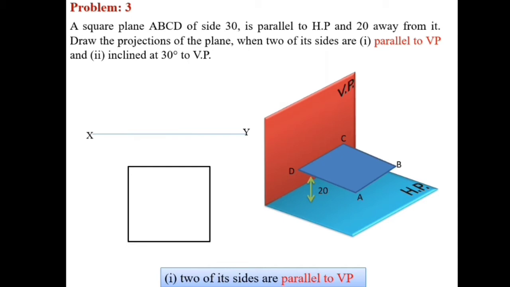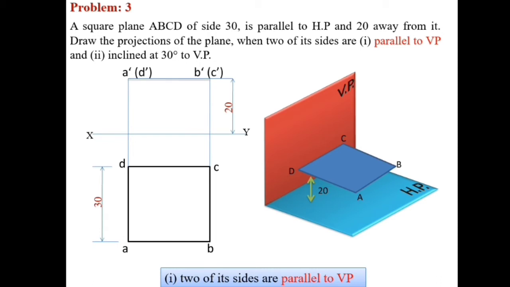That side is 30 mm, and you locate the dimension here. This is the top view, so you locate the small letters abcd, and next you project the lines. Before that, it is 20 mm above HP, so you take 20 mm above the XY reference line and draw a straight line. From the top view of the square you project the lines up to that straight line, and you get the front view as a straight line, a dash d dash and b dash c dash.